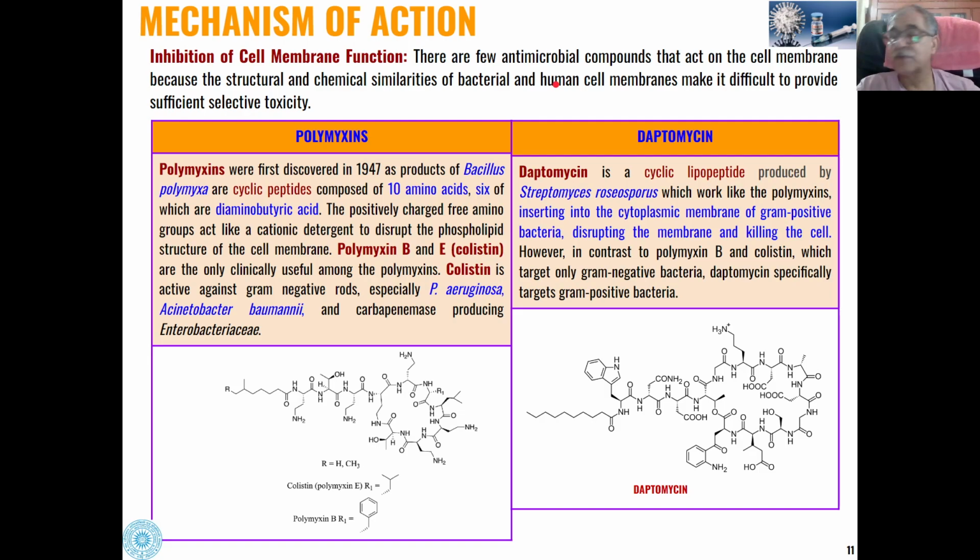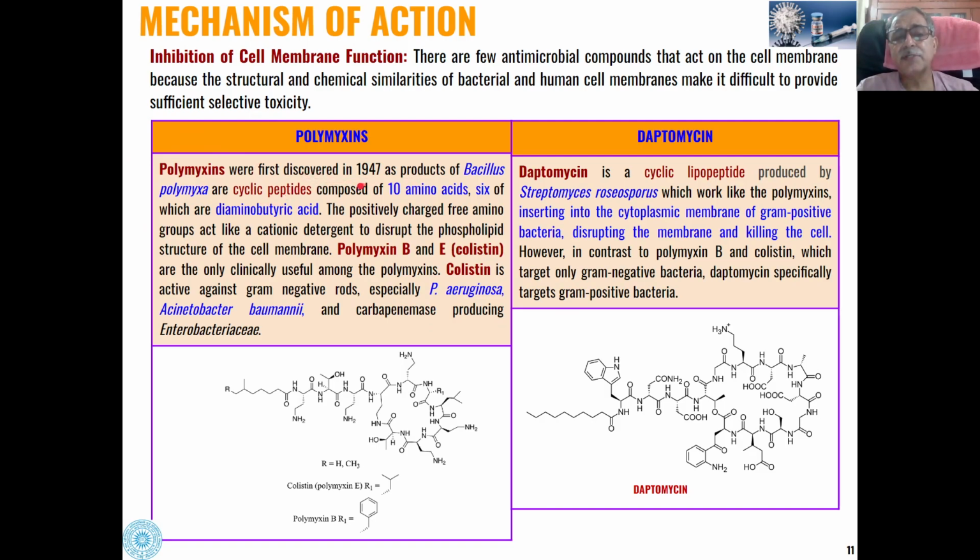So the different types of inhibitors of cell membrane function which are used are quite few, and among them polymyxins and daptomycin are the two commonly used inhibitors of cell membrane function.